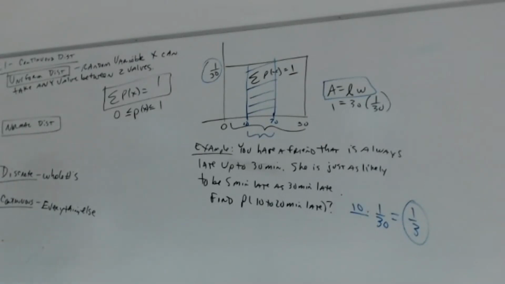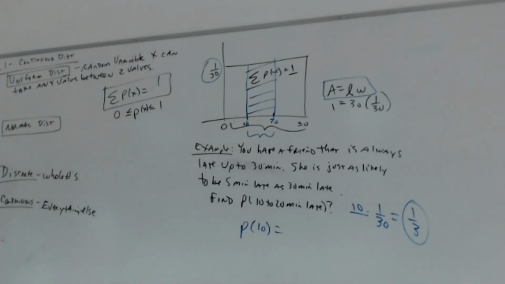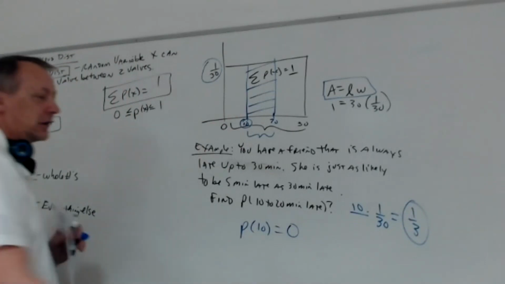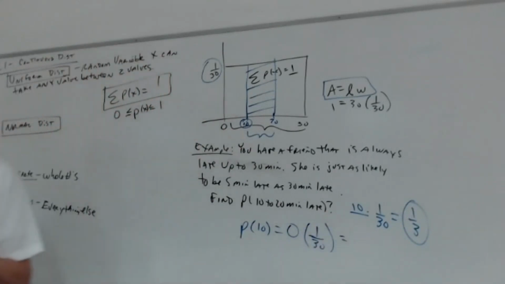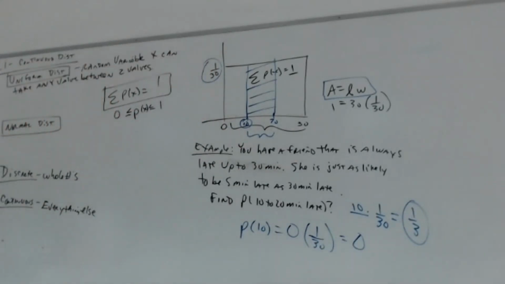Now, let me ask you a trick question that's so easy you're going to miss it. Okay? What's the probability that she's 10 minutes late? What's the length from 10 to 10? The length is 0. What's the height or the width? 1/30. So 0 times 1/30 is 0. Okay? Because she has no length, right? It's the line. It's not actually a rectangle.